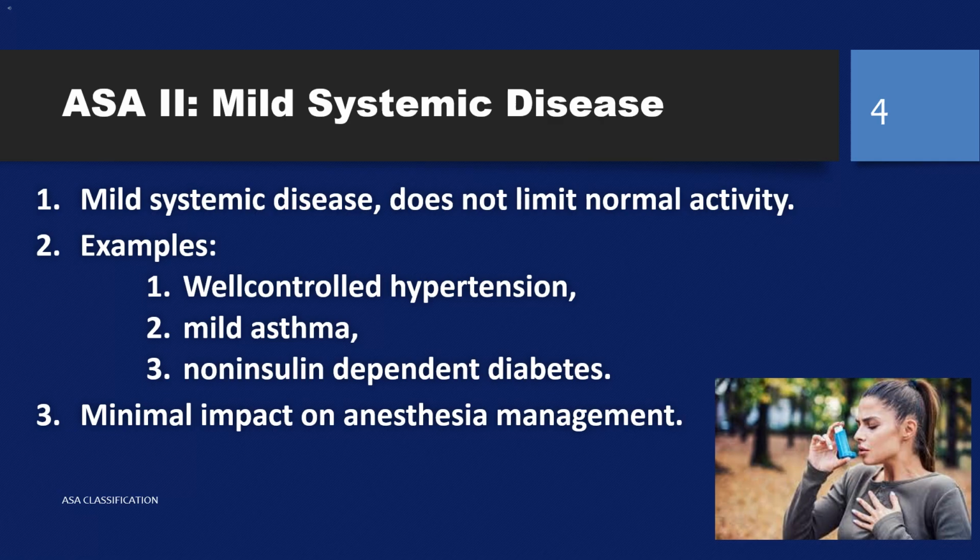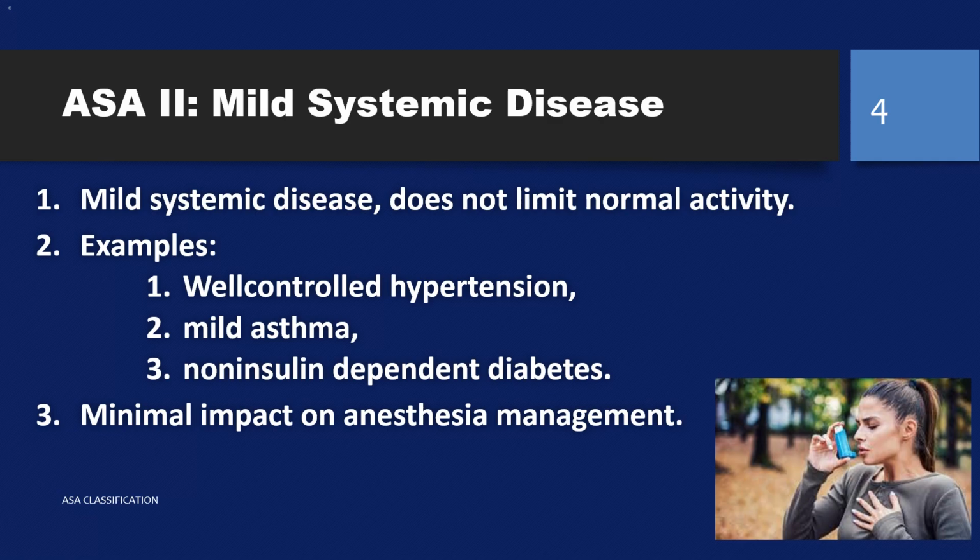2. Examples. 1. Well-controlled hypertension. Patients with high blood pressure that is managed through medication or lifestyle changes. 2. Mild asthma. Patients with asthma that is well controlled and does not significantly impact daily life. 3. Non-insulin dependent diabetes. Patients with diabetes that is managed through diet, exercise, or oral medication.